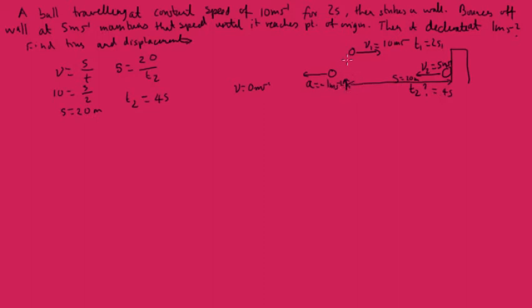Now here, at this point, the initial velocity must be 5 meters per second because it starts at this point when it passes the starting point of its motion. So the starting velocity is 5 and its end velocity is 0.